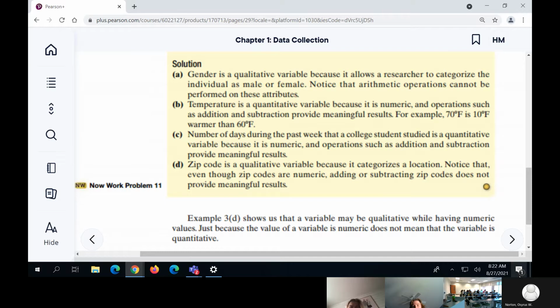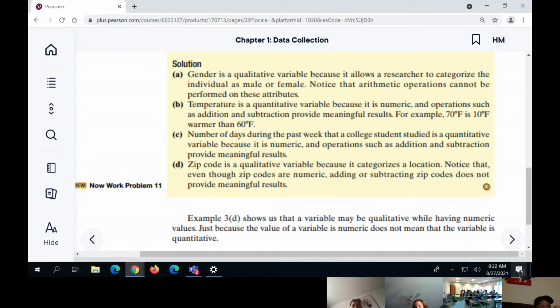Give me the average of male. Give me the average of female. Can't do it. It's qualitative. Temperature. You can do an average temperature, can't you? You've seen the weatherman on TV, don't they say, we're going to have an average temperature this week of 63 degrees, I wish. That's quantitative. And so on.